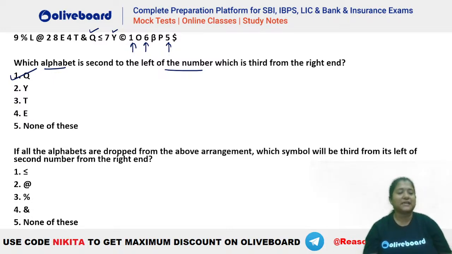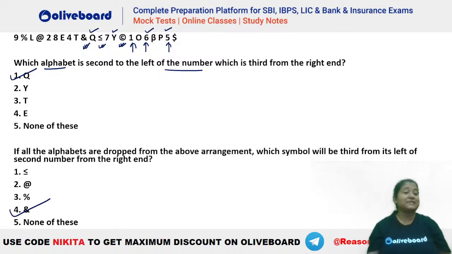Okay. And what about the second one? If all the alphabets are dropped, which symbol will be third from its left of second number from the right end? So second number from the right end, again you can see first number is this one, second number is this one. Now all the alphabets are dropped, so which symbol will be third to the left? So you just have to calculate the symbol third to the left of C. So you can see that this is the first symbol, then this is the second symbol, this is the third symbol. So ampersand would be the right answer. Are we clear everybody with this particular question? So you can see the answer has to be Q and ampersand.